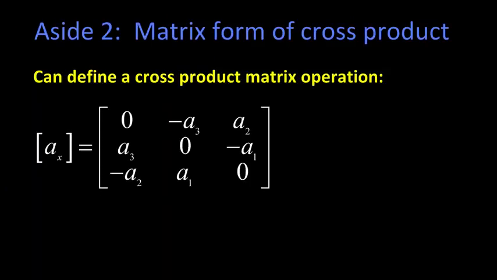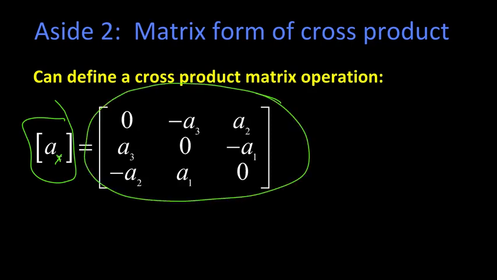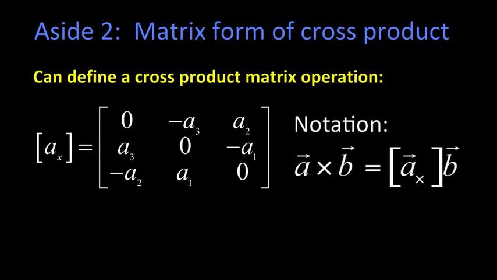So I'm going to define a little operator, and it's written here. This x means cross product. When I write this little bracket A-x, that means I'm going to substitute in this matrix, which is sort of the cross-producting matrix of A. So if I wanted to do A cross B, I would just multiply this matrix times B. The notation, as I wrote here, is A cross B equals this bracket A-x times B.